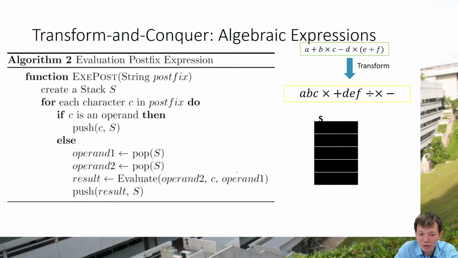You will find that during the transformation, they already try to sort out which one should do the operation first. You can see that this one will be done first. Then the next one, plus, because it goes left to right, so no issue, you can do the plus first.